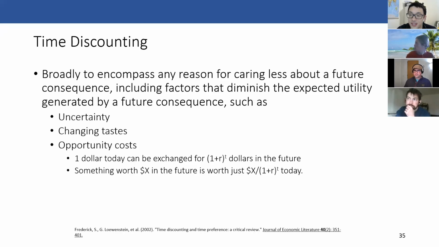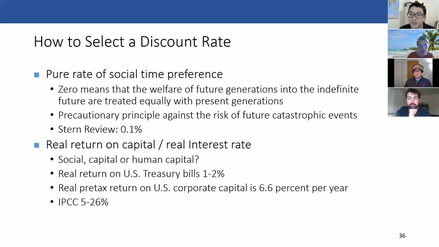And sometimes you may even try to increase the value. People have actually argued about things like negative discount rates, where you care more about the future than you care about today, in order to address these sorts of problems. So when selecting a discount rate, zero means that the welfare of future generations is equal to the welfare of today, and this is a way that we can take precautions against future catastrophic events.